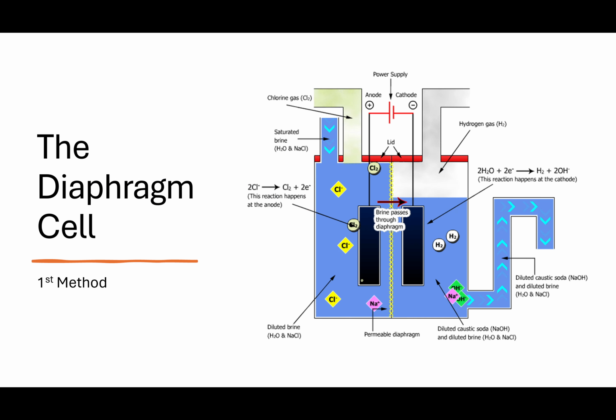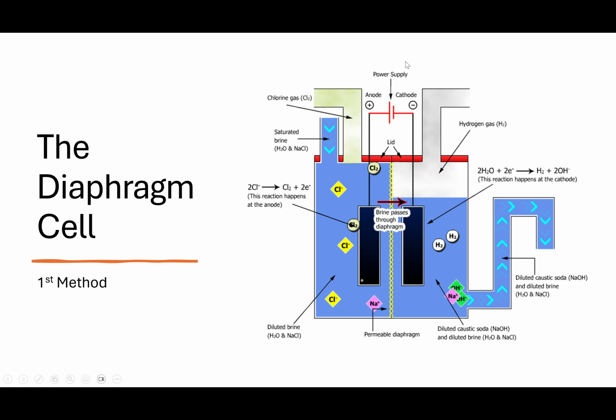So let's start off with the first method, the diaphragm cell. Here's just a general structure of the diaphragm cell. What we're going to be using here is chlorine gas, and we have saturated brine. Brine is basically extremely concentrated salt water. So we're going to be taking these two things and carrying them through an electrolytic process.